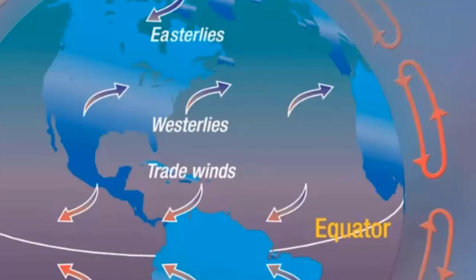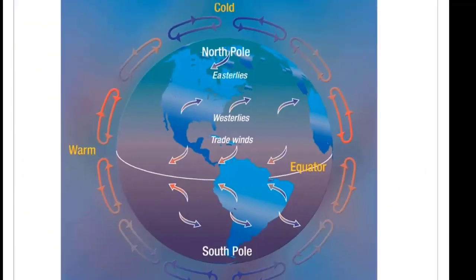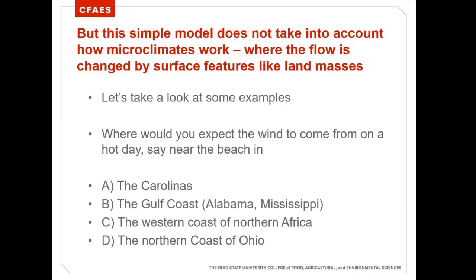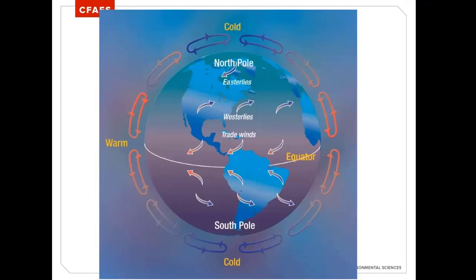We get weather from Minnesota, Iowa, down through Missouri, Arkansas. They come from the west toward the east. That's because we're in a Ferrell cell where we have prevailing westerlies. So I thought this graph might help. Does land mass affect the direction and the flow of the wind? Absolutely. And that's what we're going to talk about right now.